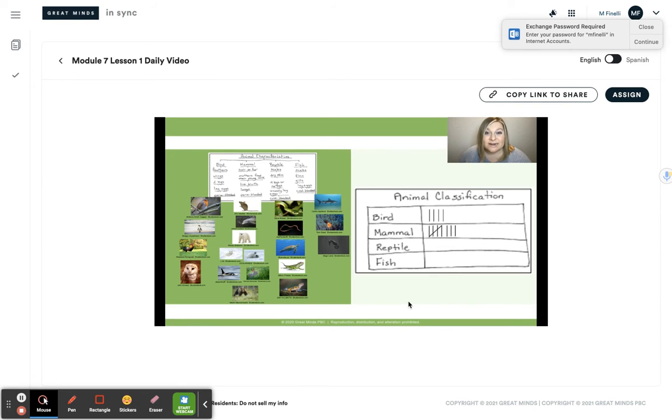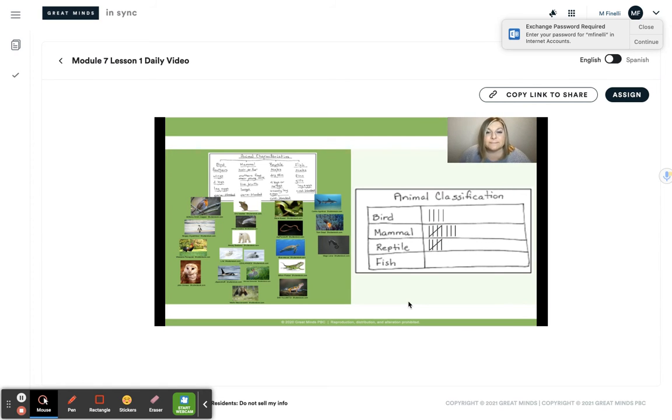All right, friends, our next category is reptiles. Count how many reptiles you see. I heard some of you say that there are 5 reptiles. Excellent work. Let's draw 5 tally marks in our table. Don't forget to do the diagonal line when we get to the 5th tally mark.